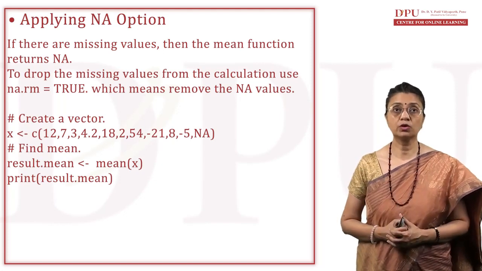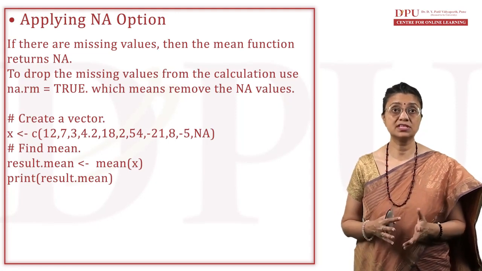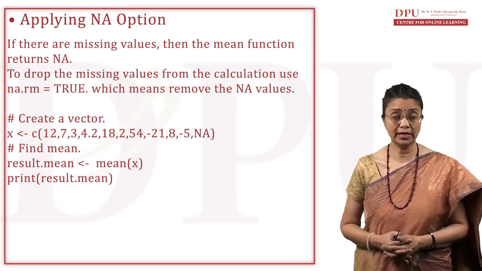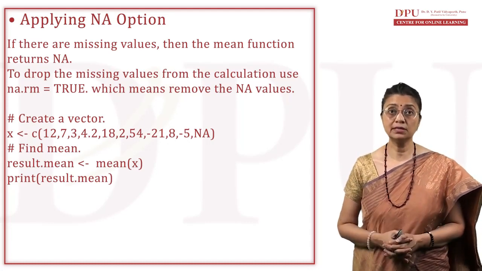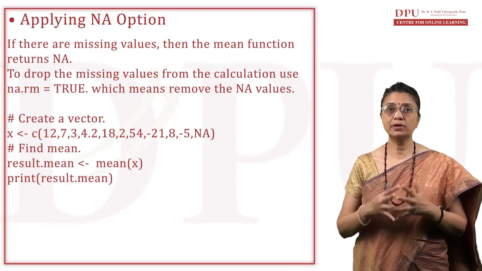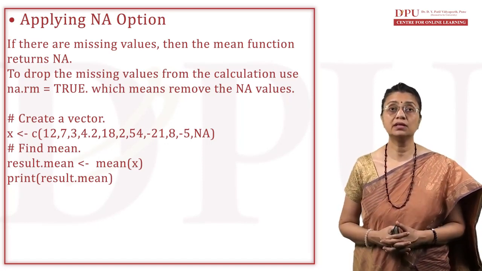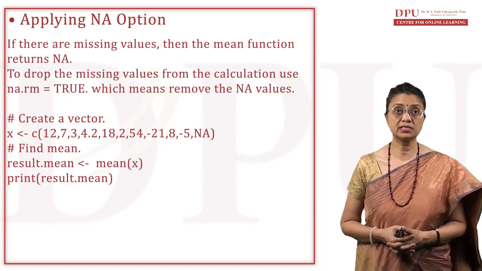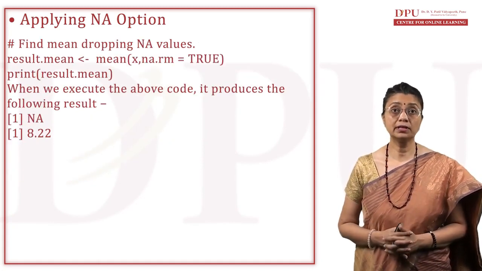Now have a look at the code. We create a vector where we have 12, 7, 3, 4.2, 18, 2, 54, -21, 8, -5, and NA. So here you can see the mean, and within brackets we pass the vector. We find out the mean in the variable result.mean. Result.mean is printed on the screen, and then again we find the mean dropping the NA values.